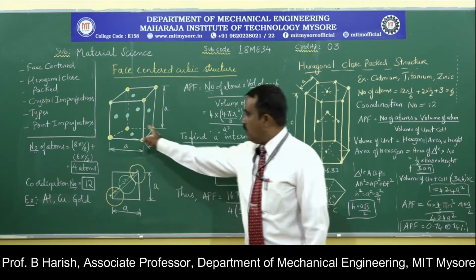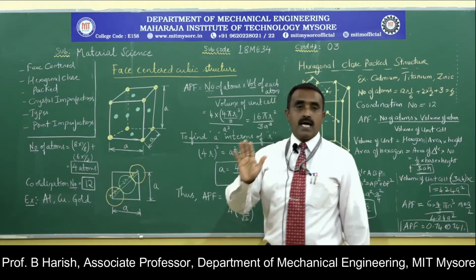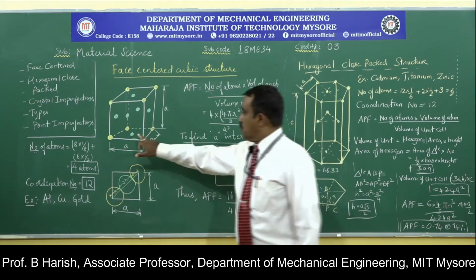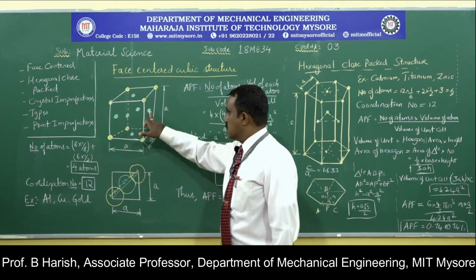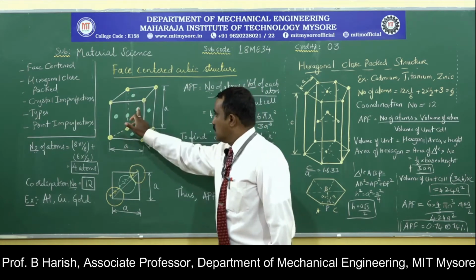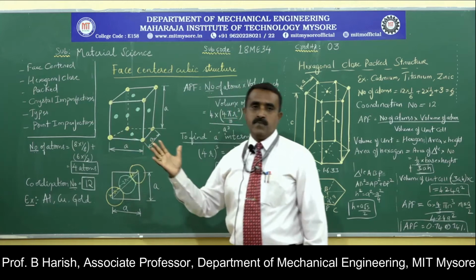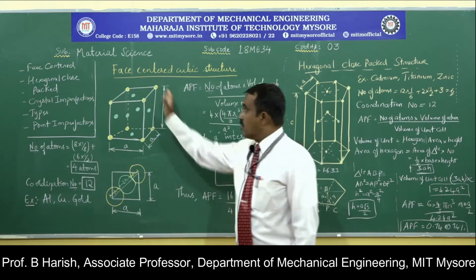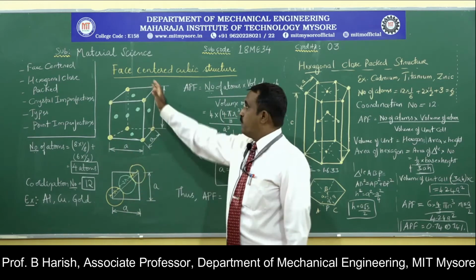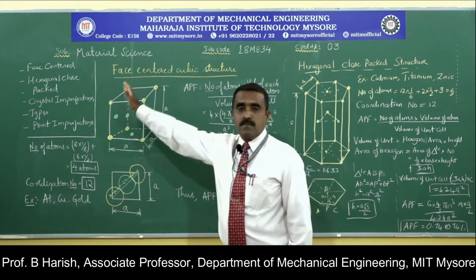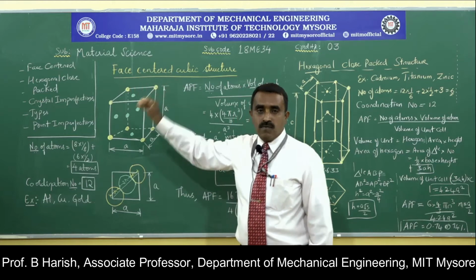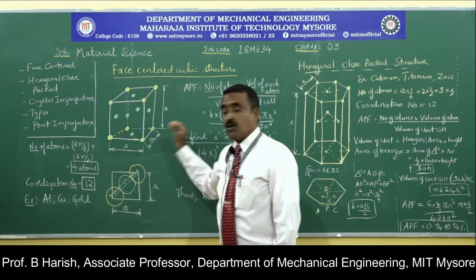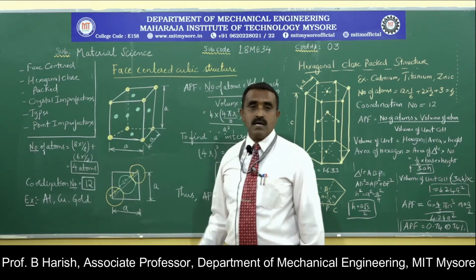8 atoms will be present in all the 8 corners, and one atom will be present on all the faces of a cube. This is the atom present on the bottom face, this here, here, here. This is the atom on the face that is behind. So 6 faces, 6 atoms will be present. That is how the atomic arrangement will be in face-centered cubic structure. That's why it's named face-centered. Along with the atoms on the corners of the cube, one atom will be present on the center of each face.